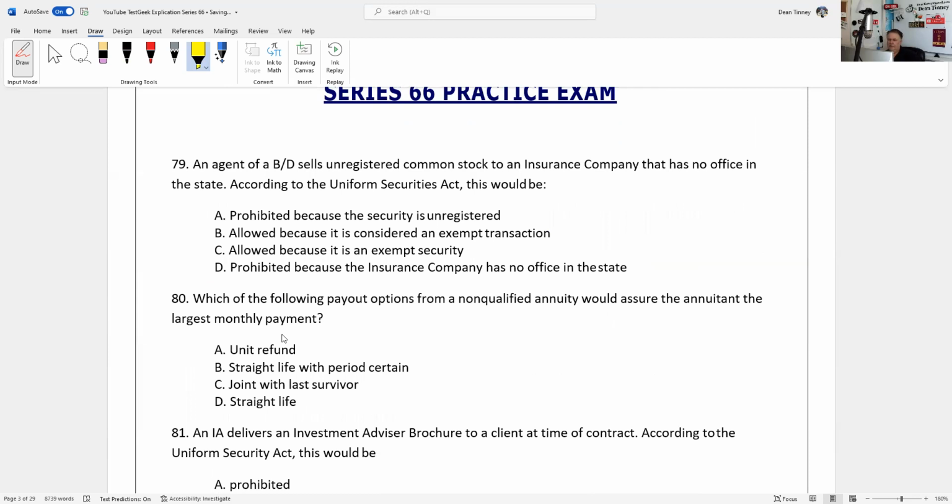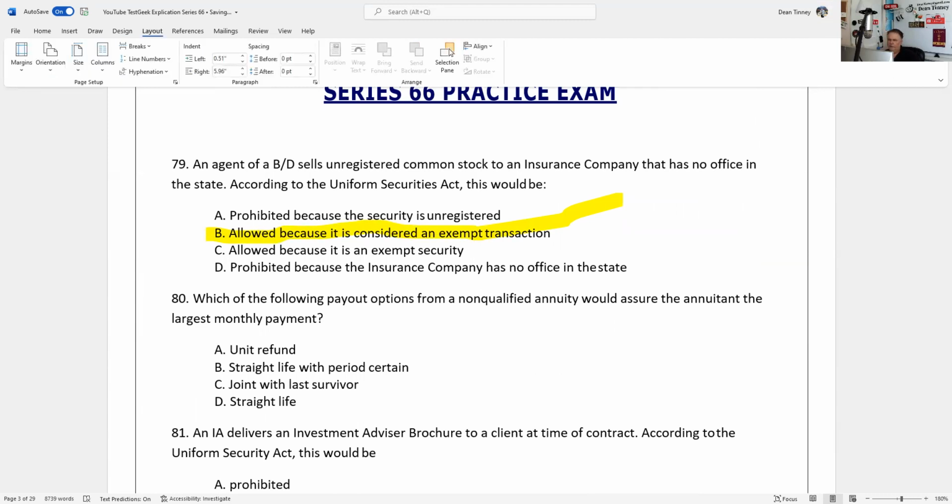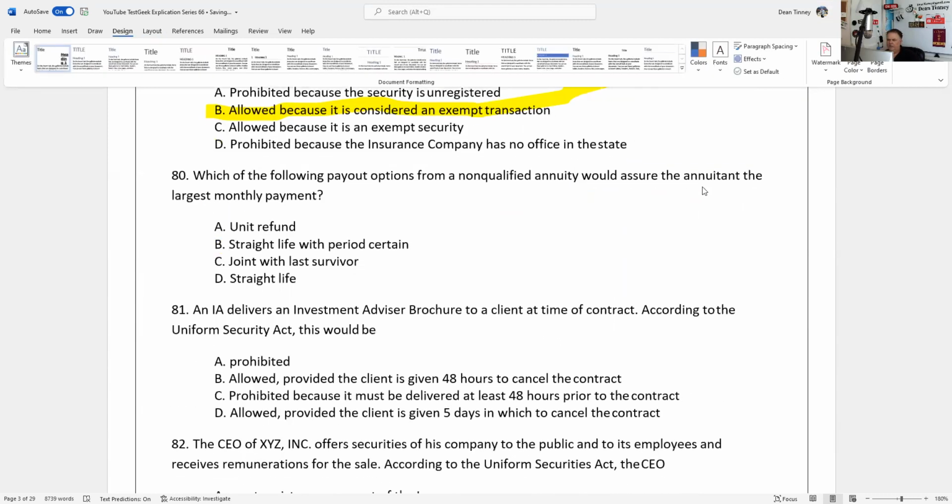An agent of the BD sells unregistered common stock to an insurance company that has no office in the state. According to the Uniform Securities Act, the insurance company is capable of protecting their own assets, their own interest. And so the answer is B, right? If I'm dealing with institutional investors, they are capable of protecting their own assets.